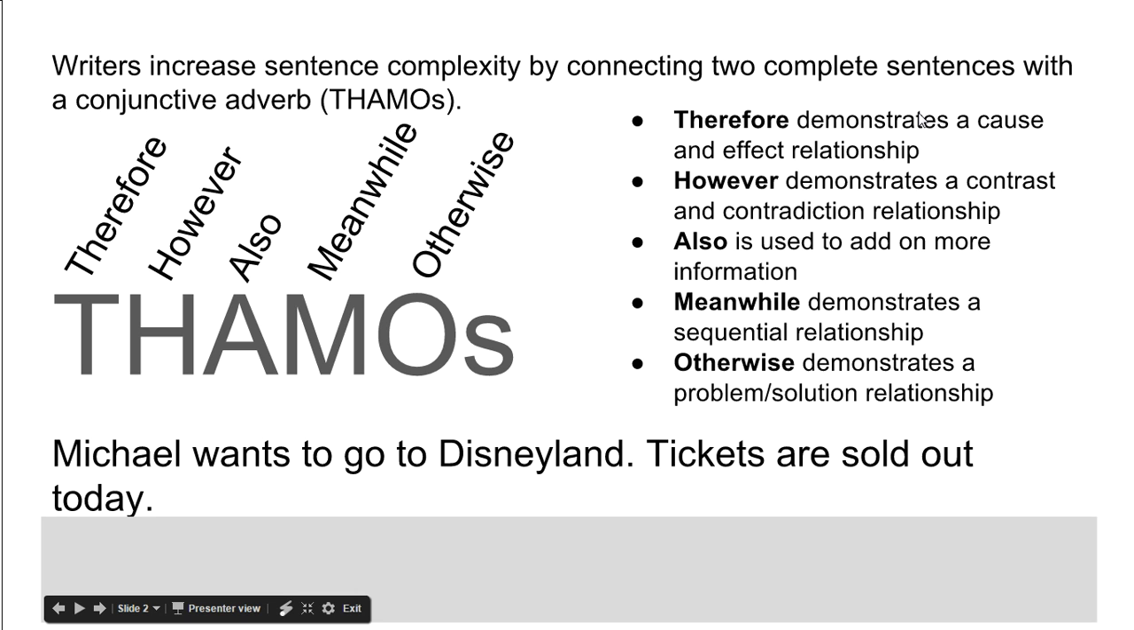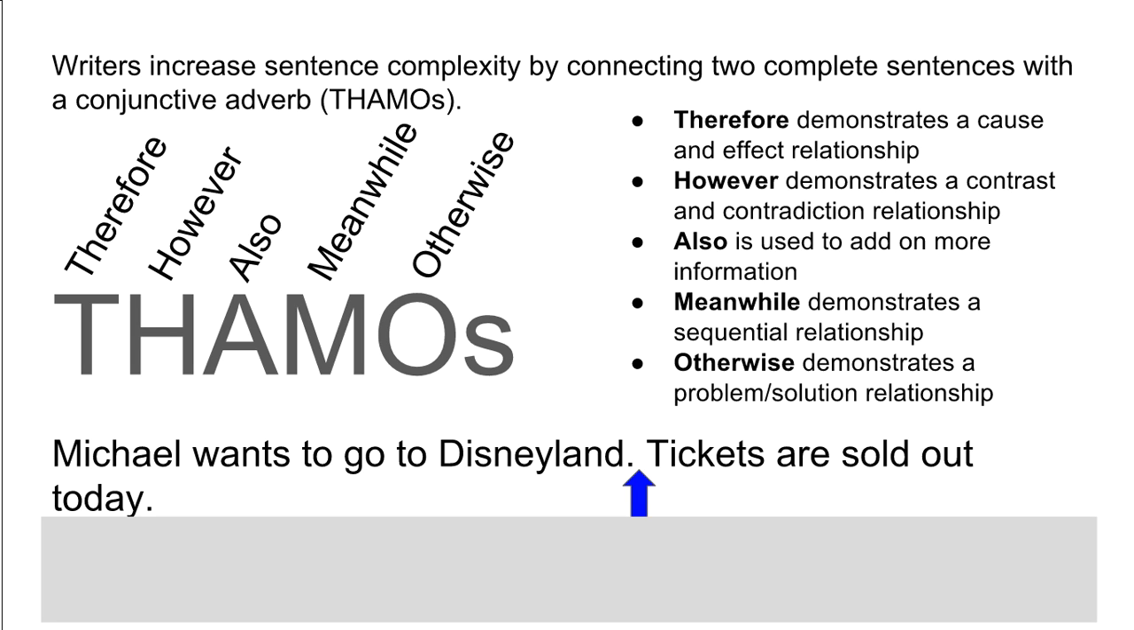So in this sentence, Michael wants to go to Disneyland. Tickets are sold out today. I have to think about including or deleting the period and replacing the period with a conjunctive adverb. I have to think about what kind of relationship exists here. One would expect when you go to Disneyland, there would be tickets available.